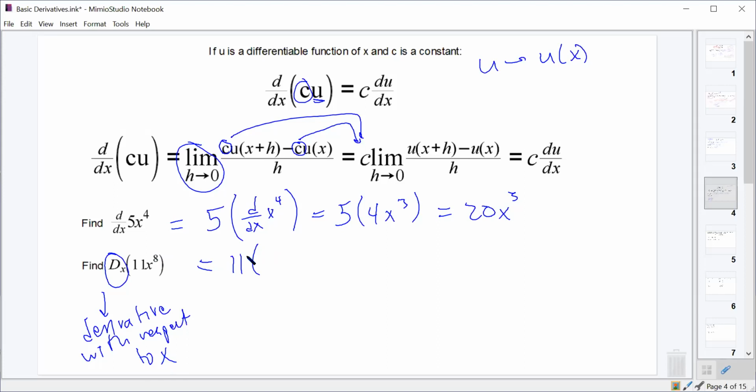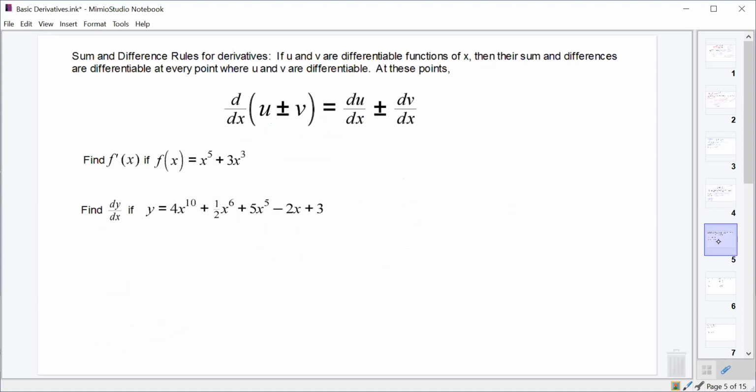All right. How do we take the derivative of x to the 8th? That ought to be 8x to the 7th. So this gives us 88x to the 7th. And you don't need to write this step in here anymore. You can just multiply the 11 times the 8 and get 88 and drop the power by 1. So anytime it's a power, multiply the power by the coefficient and then drop the power by 1. Easy enough? Yep. All right.